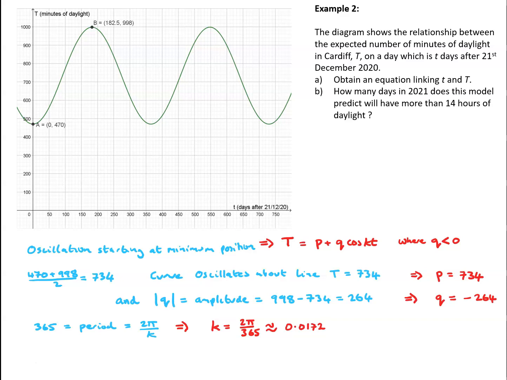So the model that we have got to describe the number of minutes of daylight is t equals 734 minus 264 cos of 0.0172 times t. Now we can use this model to predict the number of days on which we're going to have more than 14 hours of daylight.